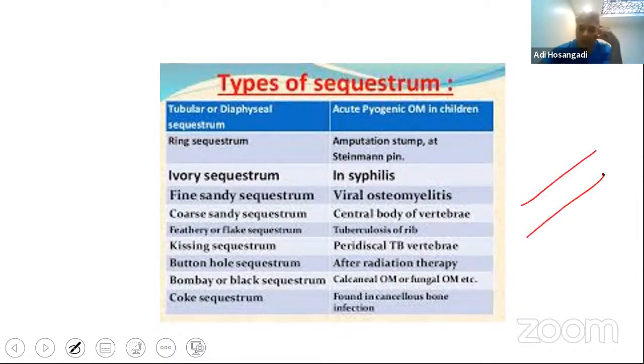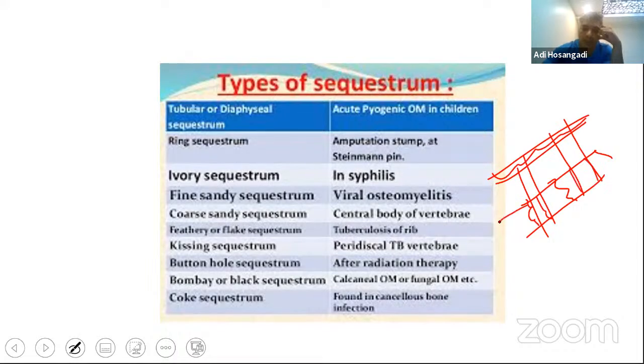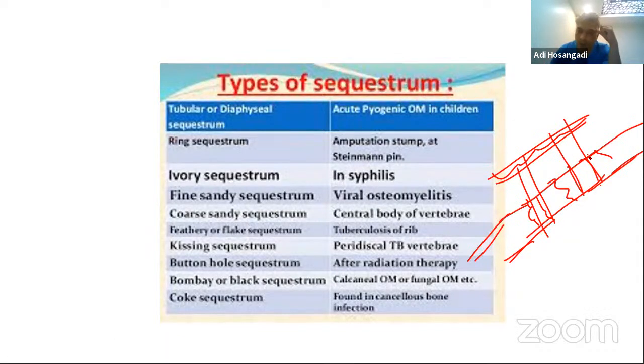Please remember, I forgot to add the diagram. This is a fracture. We have put a Steinmann pin and external fixator. This is a tibia, and this is the external fixator. These are the pins. Where the pin-bone interfaces are, there you will form a ring sequestrum. Ring sequestrum is seen in amputation stump and Steinmann pin.